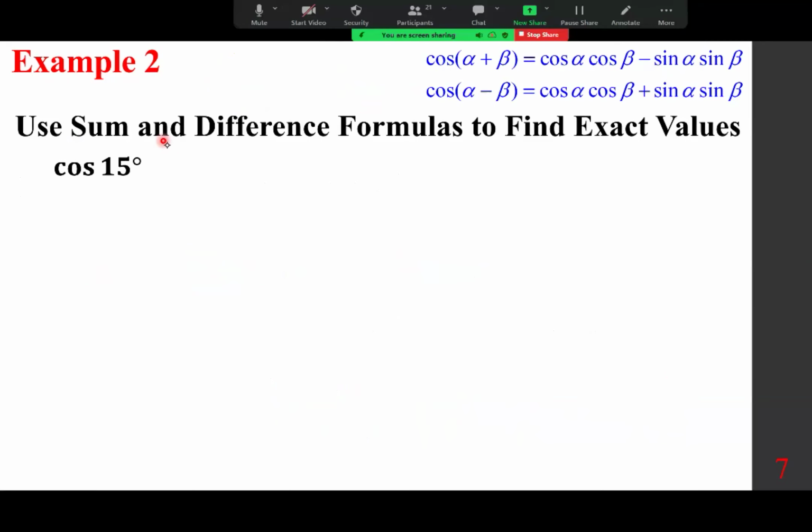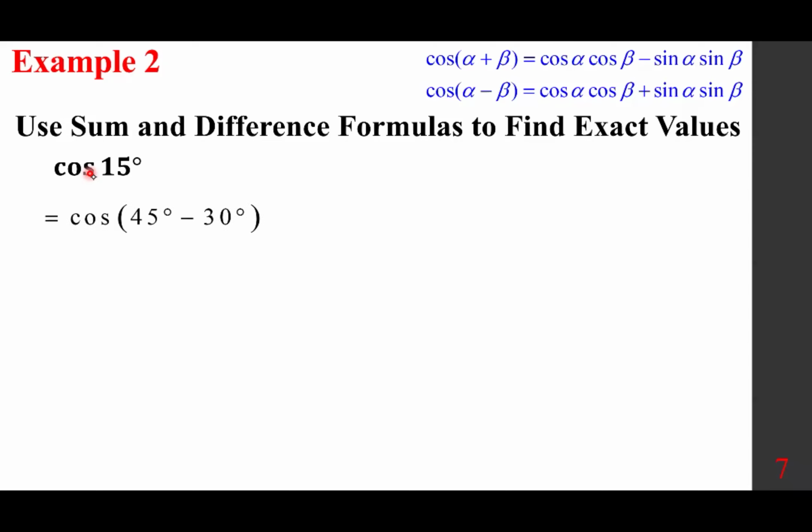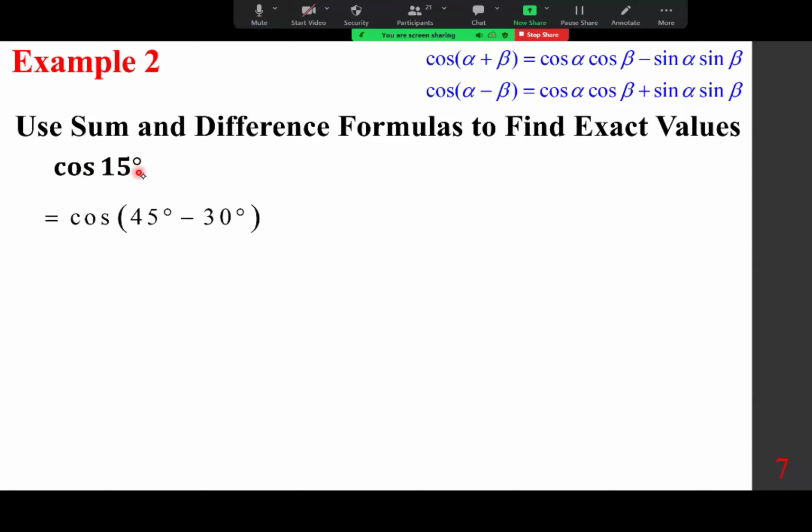Use sum and difference formulas to find exact values. We are interested in finding cosine of 15 degrees. And clearly, one easy way is cosine of 45 minus 30, or even 60 minus 45, and work on it. You pick two angles that are common angles, arcs. Later on with the half angle, this is 30 over 2, you can go that route too.